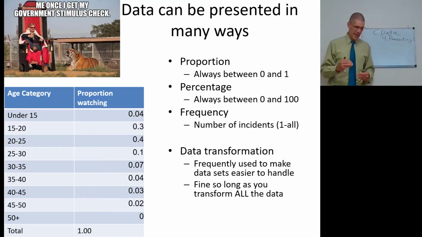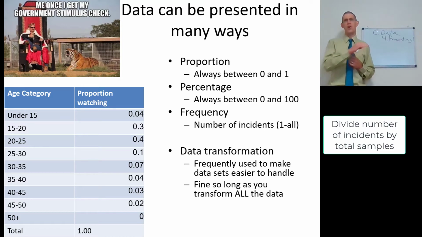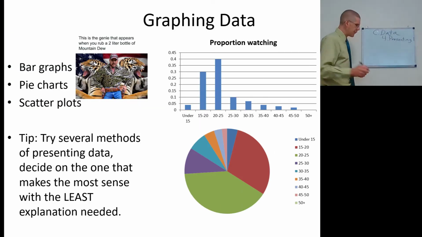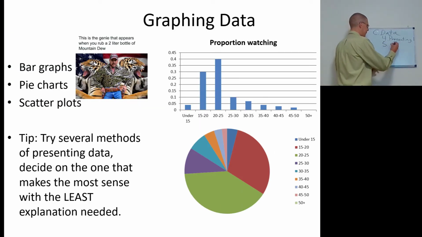We also have something called data transformation, and data transformation can make data easier to handle. Taking a proportion is a type of transformation. It's fine so long as all of the data is transformed. We'll get into that a little later. Next, how are we going to present it on a graph?